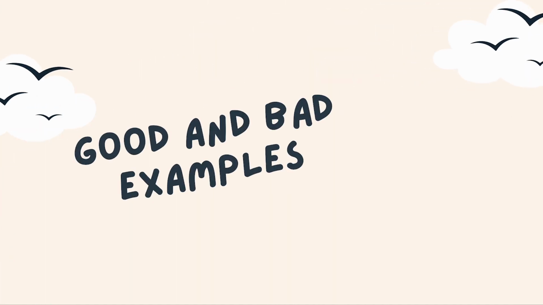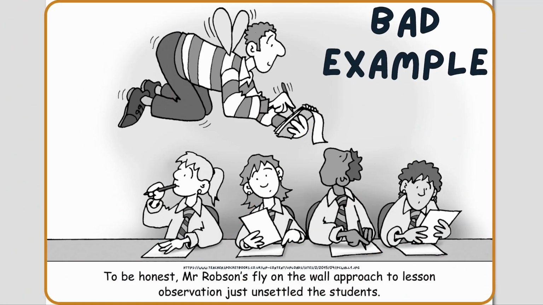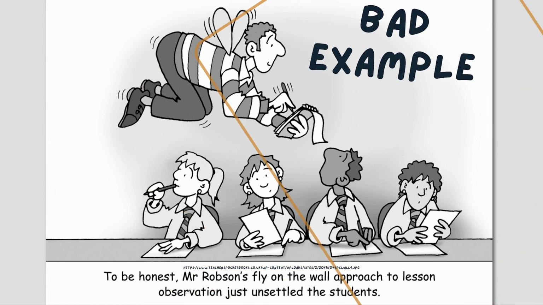So now we're going to hop into some good and bad examples of using the fly on the wall technique. Here's a bad example. Mr. Robson wanted to collect data on his students' active attention to learning. However, this wasn't a good technique to obtain valuable data because the students obviously saw that he was writing down some type of information about them and it seemed to make them feel uncomfortable. This will create potential bias or behavioral influences that might result from engagement with users.